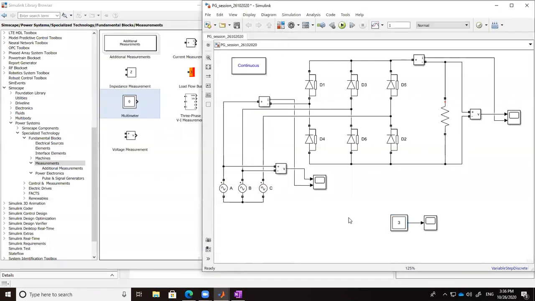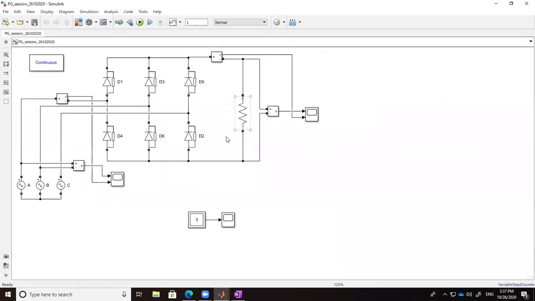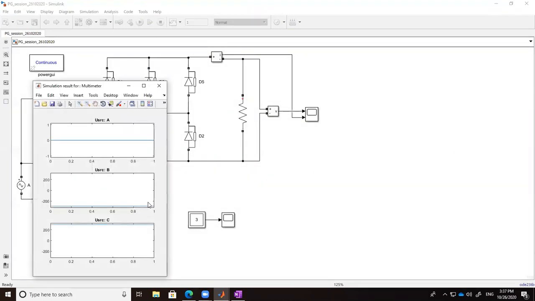We will come to that part later on. At present, we don't need to connect the multimeter everywhere. Simply, you can use it. That's what I wanted to say. But otherwise, we normally connect it like this. Now your simulation diagram is ready to run, and I will run it. I click on the run button.